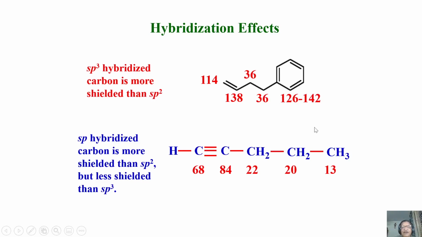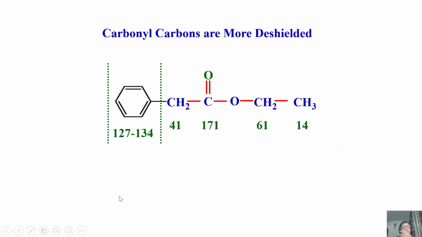The shielding effect and the chemical shift: the most shielded is sp3, then sp2, and sp. So sp3 carbon comes at high field, then sp2 carbon, then sp carbon. That is the way the trend follows. The carbonyl carbons are less shielded, as we can see here generally. And in a molecule like this, all different types of carbon are there.